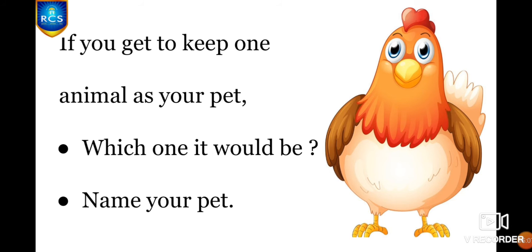And now, let me ask you something. If you get to keep one animal as your pet, which one it would be? And name your pet. I am giving you a chance to keep one animal as your pet. Which animal you like the most? And which one you want to keep with you as your pet? That you should write. And name your pet. You have to give a beautiful name to your pet. This also, children, you can write in your note, take picture and send to me through Grade 4 English Google Classroom.